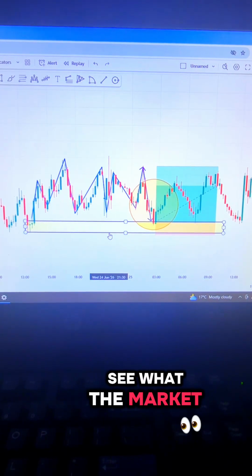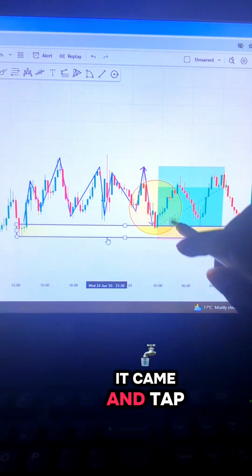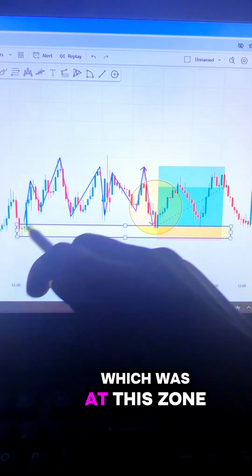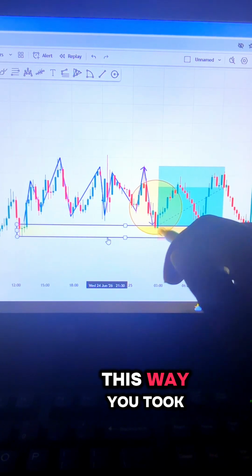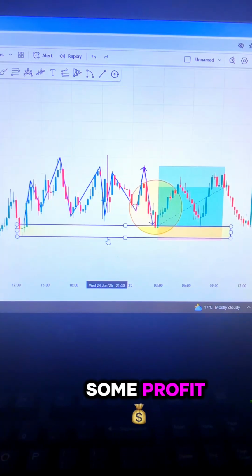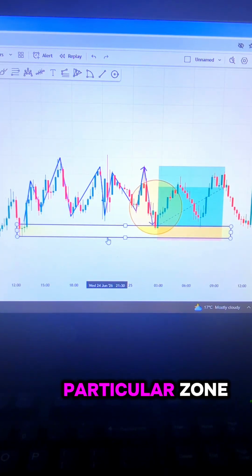See what the market did at that area. It came and tapped at your demand zone, tapped into this area and gave you that move. This is where you took your entries and made some profits. That's how we trade it at that particular zone.